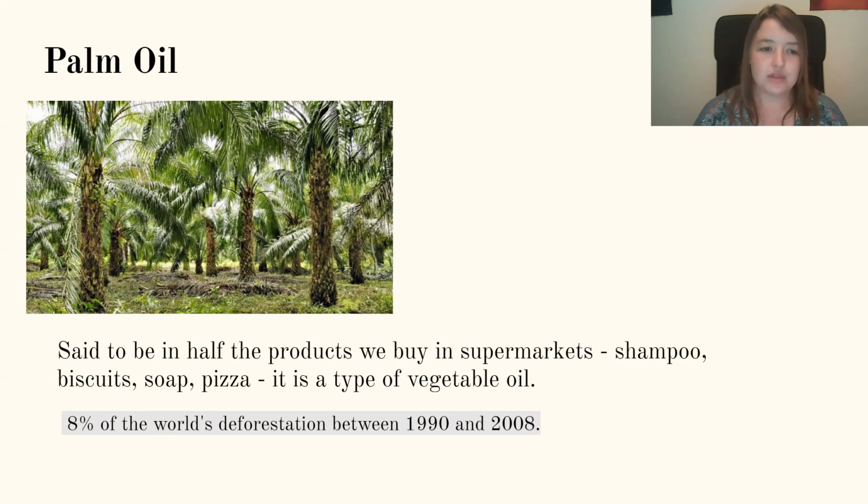So, 8% of the world's deforestation between 1990 and 2008 occurred because of palm oil. People were cutting away the forest and burning away the forest so they could grow more palm oil. What impact would that have on our orangutans? If we're talking about Southeast Asia and the cutting down of these forests and the burning of these forests, what impact is it going to have?